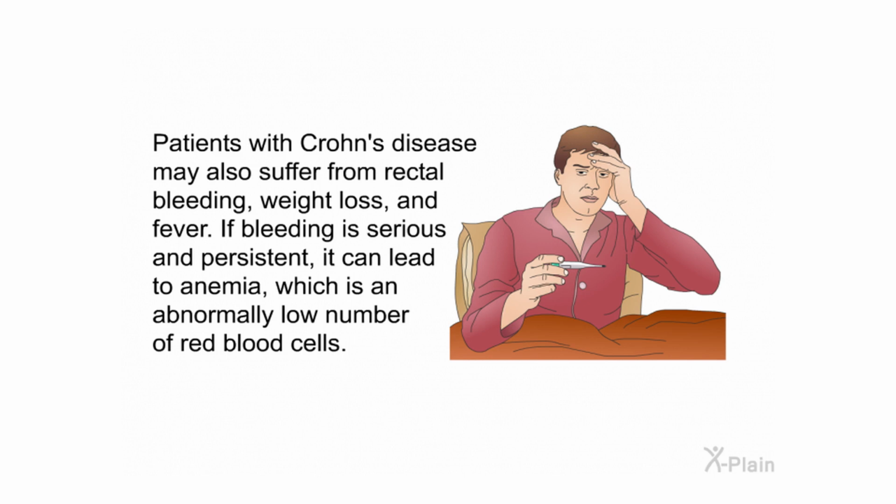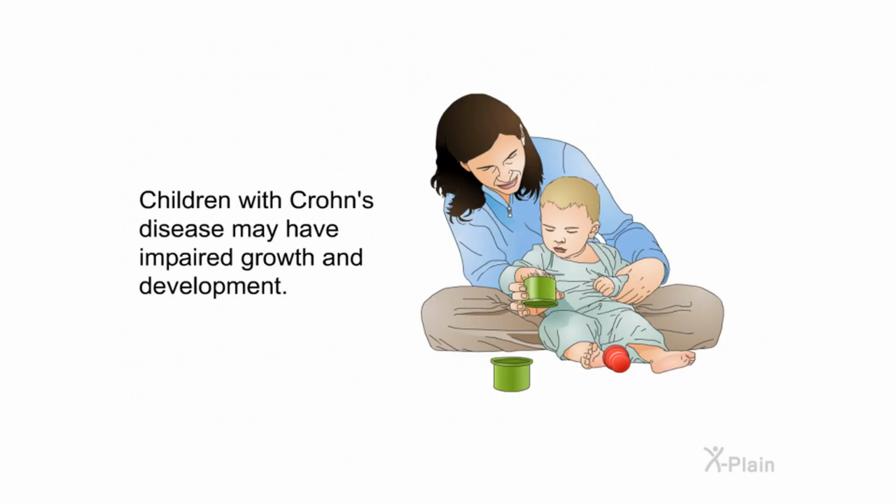If bleeding is serious and persistent, it can lead to anemia, which is an abnormally low number of red blood cells. Children with Crohn's disease may have impaired growth and development.